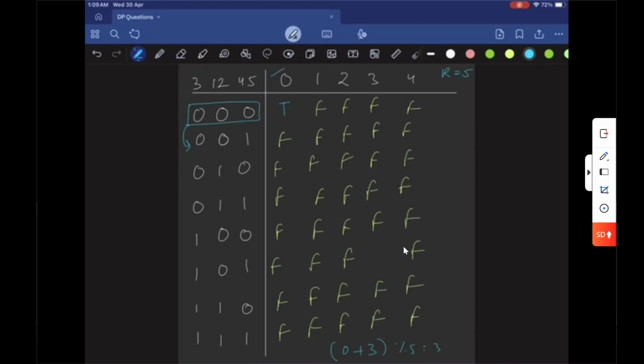After being here, I added 12, and the contribution of 12 would be 12 and 3, so 120, right? Mod 5 is 0. So 3 plus 0 mod 5, and from here I would have gone to 0 1 1, right? So 0 1 1 over here, and for this I would have gotten a true. And after that I would have added 45.